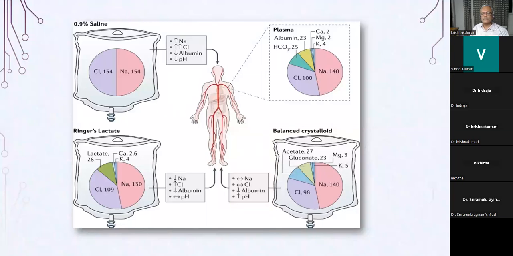So the normal compositions, as the picture depicts. First, we'll talk about plasma. The normal composition of plasma has, as sir mentioned, electrolytes and albumin, which is a protein, and bicarbonate. These are solutes.